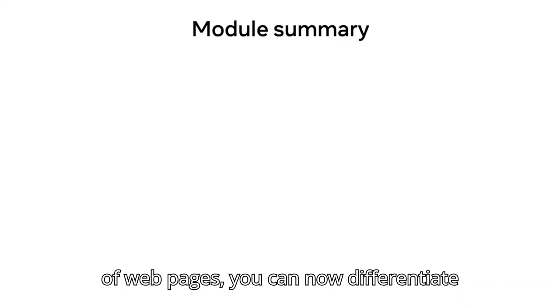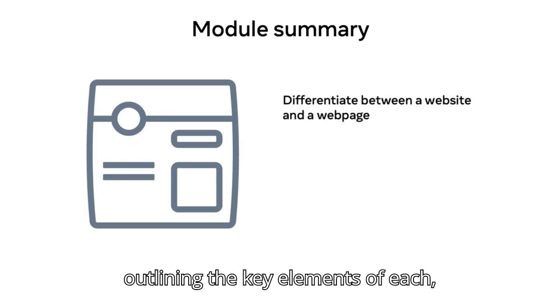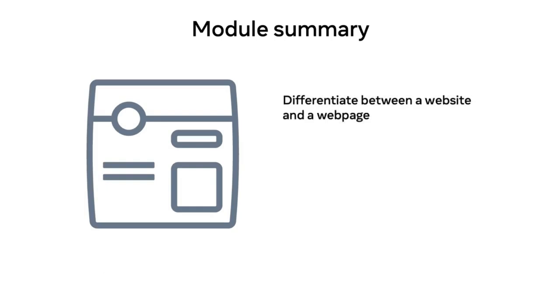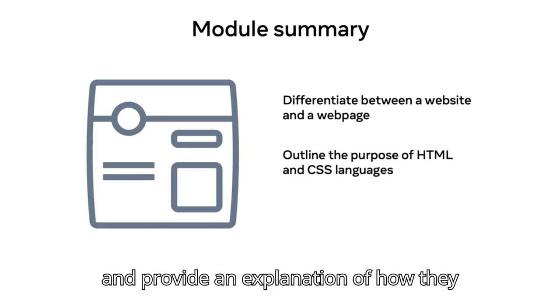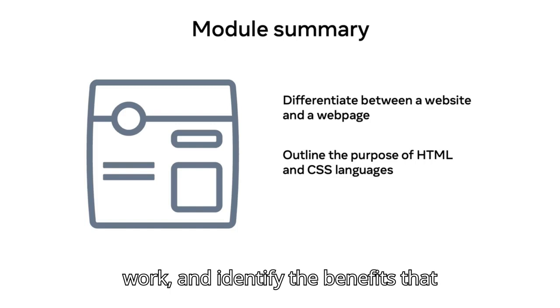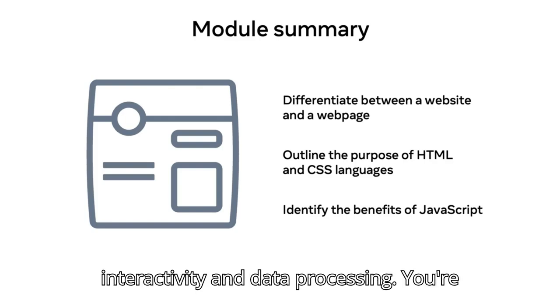In terms of web pages, you can now differentiate between a website and a web page by outlining the key elements of each, outline the purpose of HTML and CSS, and provide an explanation of how they work, and identify the benefits that JavaScript provides to a web page, like interactivity and data processing.